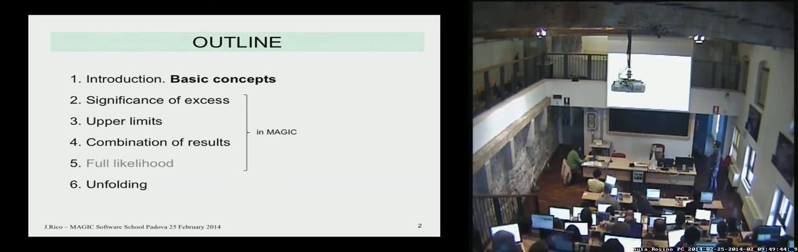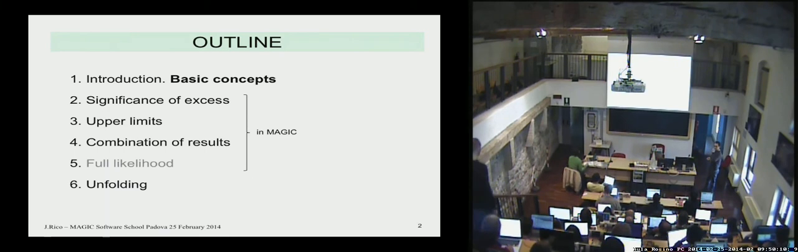So these are the topics I would like to talk about. First, I will make a very extensive introduction on the basic statistical concepts. I will not go deep into statistics. I will just define and try to make clear only the concepts that will be used to compute the significance of an excess detected by MAGIC, to compute upper limits, and to make the combination of results which have been taken with different telescope configurations or even different telescopes.